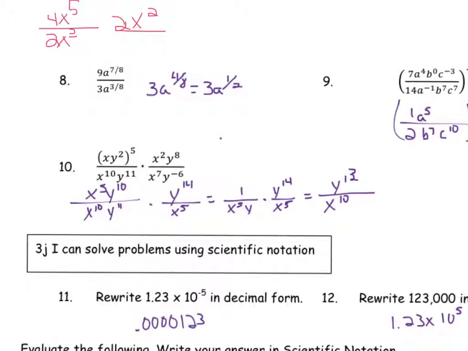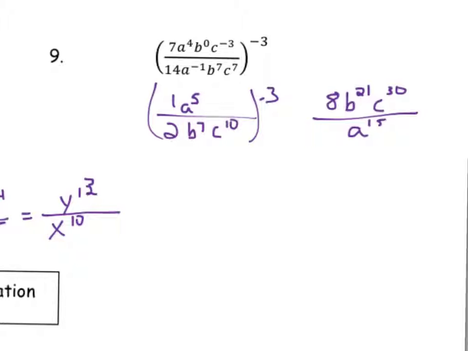A to the 7/8 over a to the 3/8. If you're dividing powers with the same base, you subtract to get 4/8, and then you can simplify that. So it might look complicated, but really this is a pretty basic problem. As I said in class, I want you to do one thing at a time to make it simple. Don't get overwhelmed.